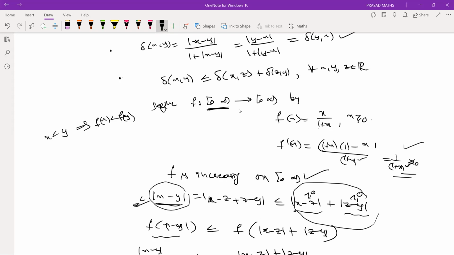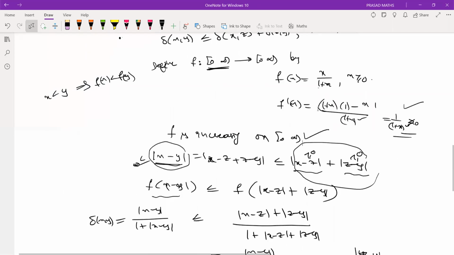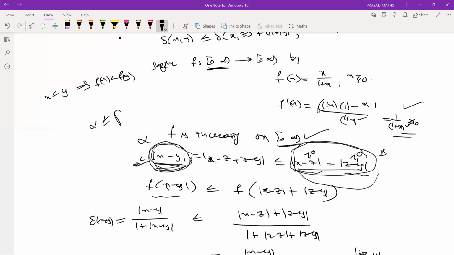Is it clear? Yes, sir. So what is your domain? Domain is non-negative real numbers. So yesterday I told you mod of x minus y is less than or equal to mod of x minus z plus mod of z minus y. This is non-negative, this is non-negative. So here this is my alpha, this is my beta, right? So alpha is less than or equal to beta, we know that.